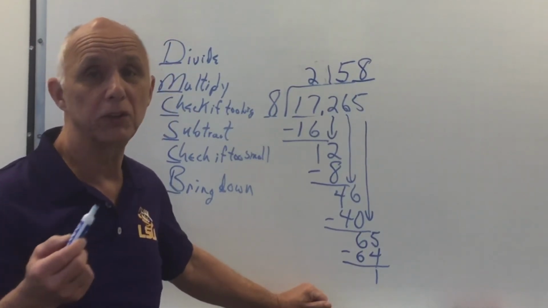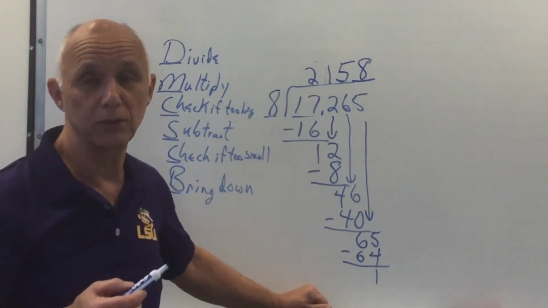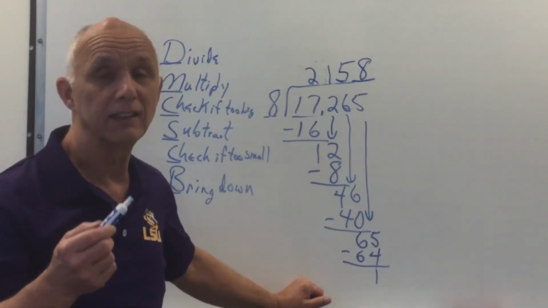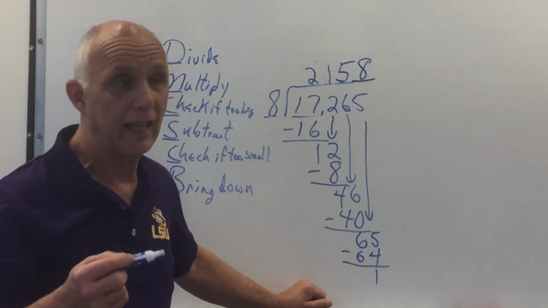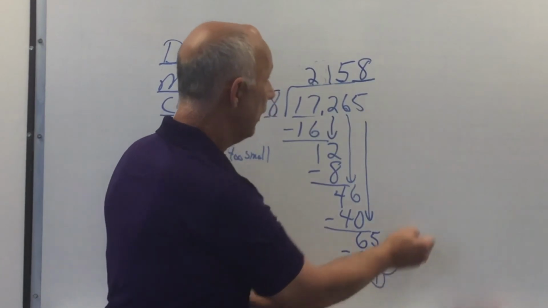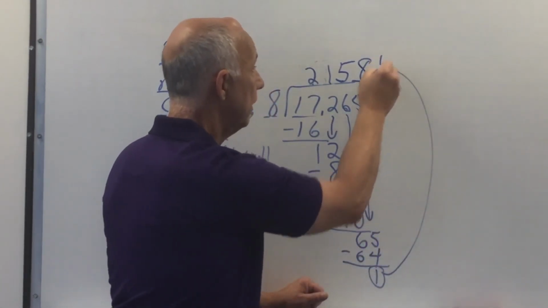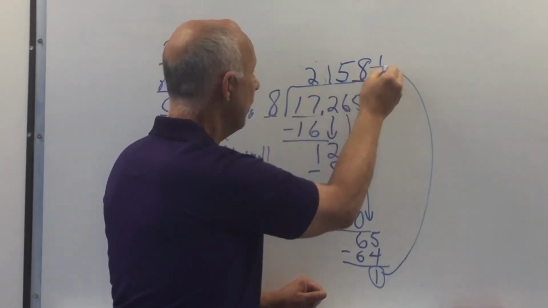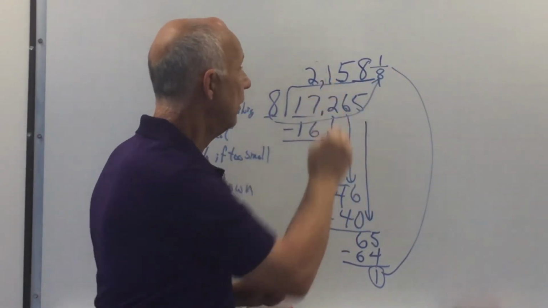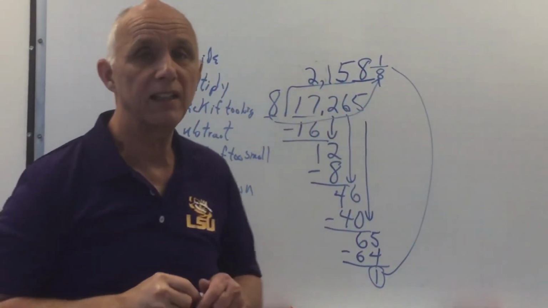And in mathematics, you can make your remainder a fraction or a decimal. Personally, I think making it a fraction is a lot easier. All you have to do to make it a fraction is take your remainder and write it as your numerator, take your divisor and write it as your denominator, and that would be your answer, 2,158 1/8.